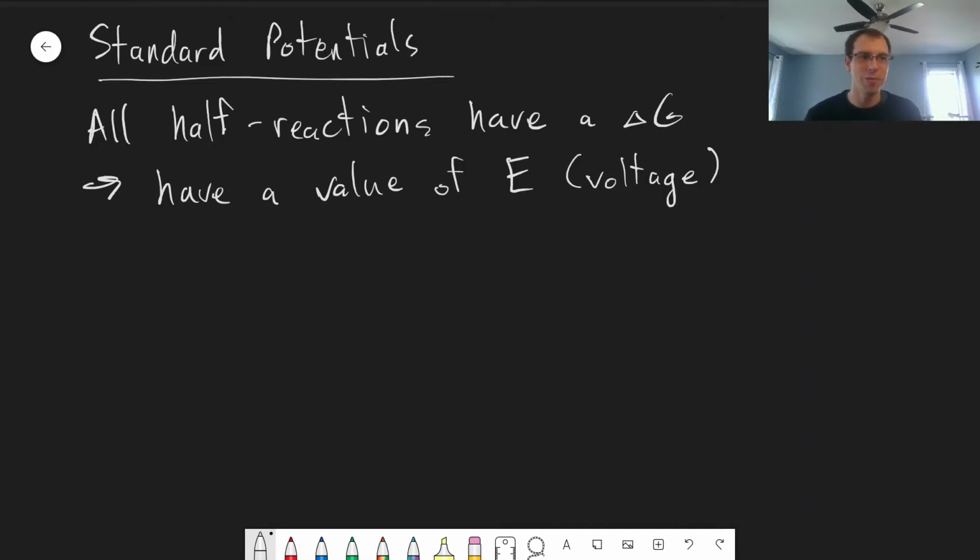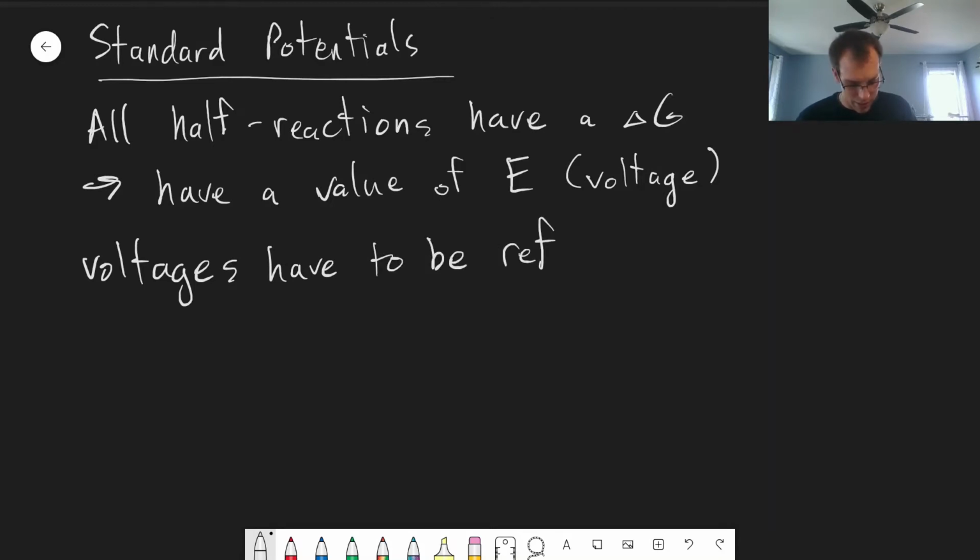So these voltages have to be referenced to something. You can't measure a voltage in a vacuum, right? It has to be a voltage compared to something else. Voltages have to be referenced to something. And so that's where this idea of what's known as standard potentials comes from.